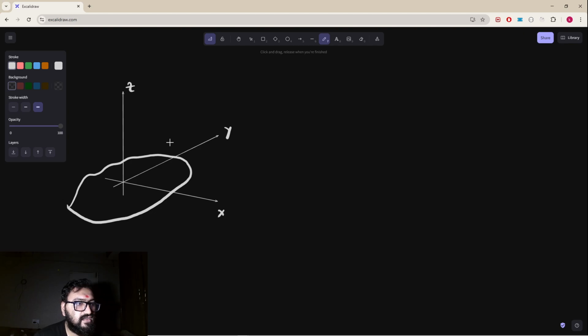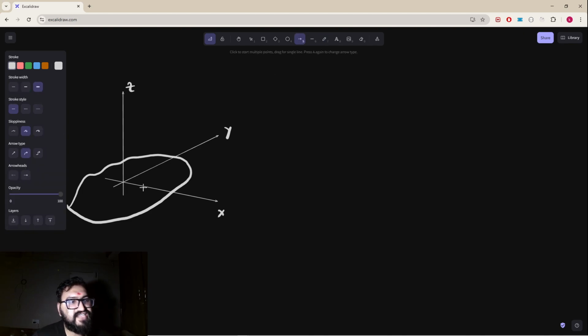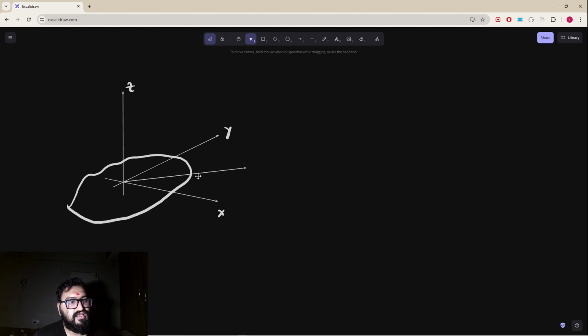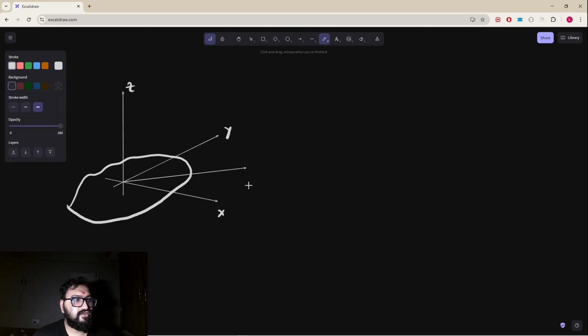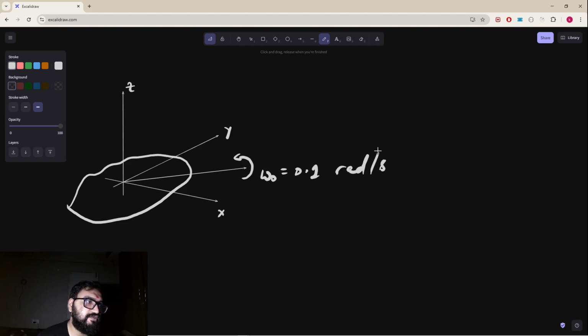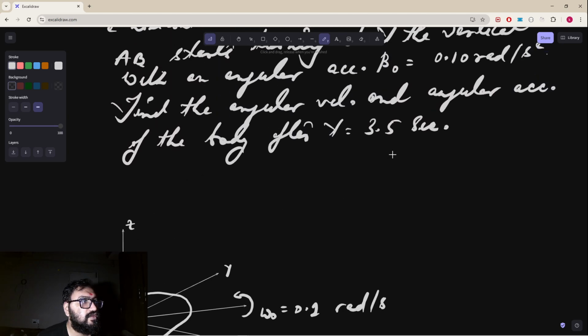So this body, at one point of time, let's say at t equal to 0, was rotating along this horizontal axis with an angular velocity given as omega naught equal to 0.1 radian per second. Now let me see what else has been given about this problem.